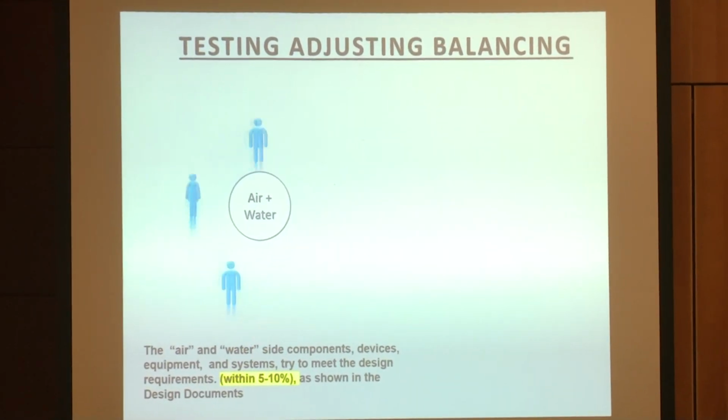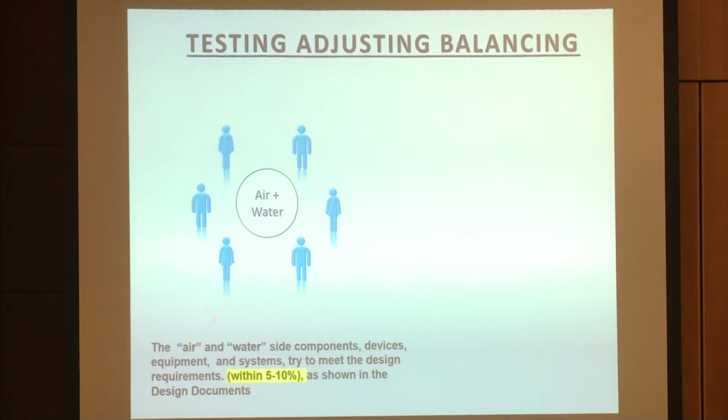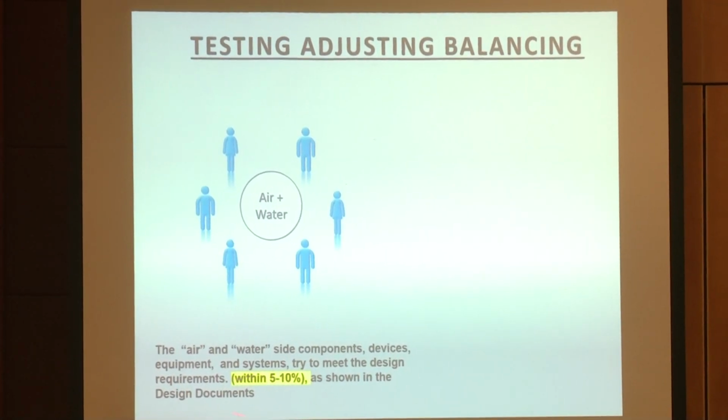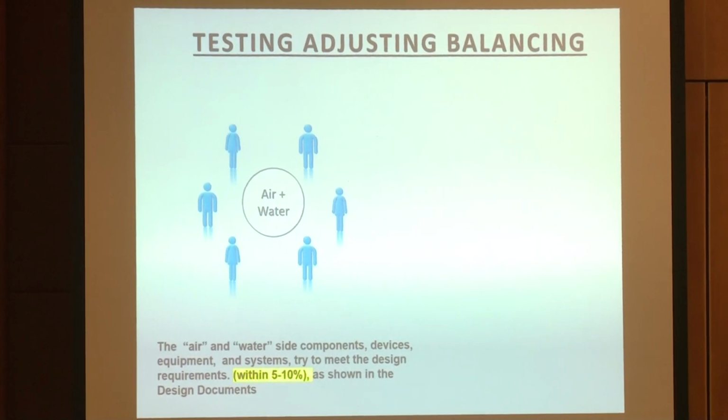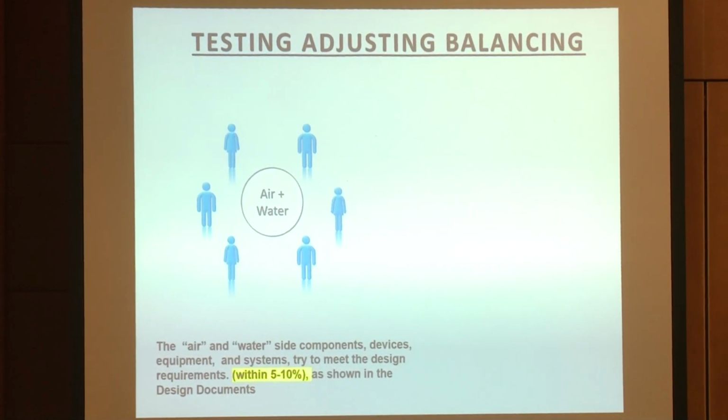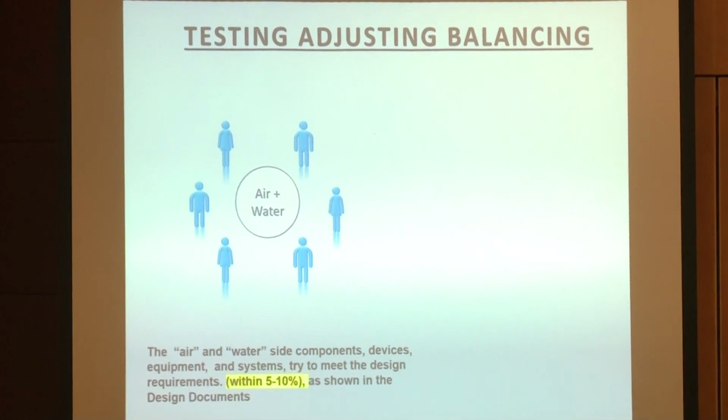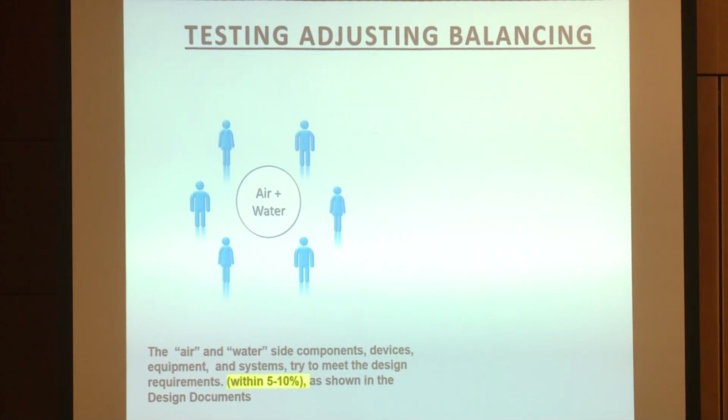So anyway, testing, adjusting, and balancing is really all about trying to make the engineer's design work within 5 or 10% of what he specifies. So if he specifies an air handling unit to be 1,000 CFM, then you need to make sure that it's 900 or 1,100 CFM, somewhere in between. It's got to be plus or minus 5 or 10%. Now, normally, it's 10%, okay, normally.